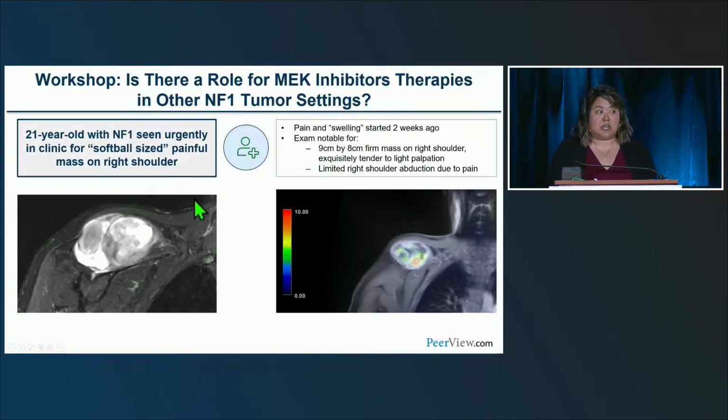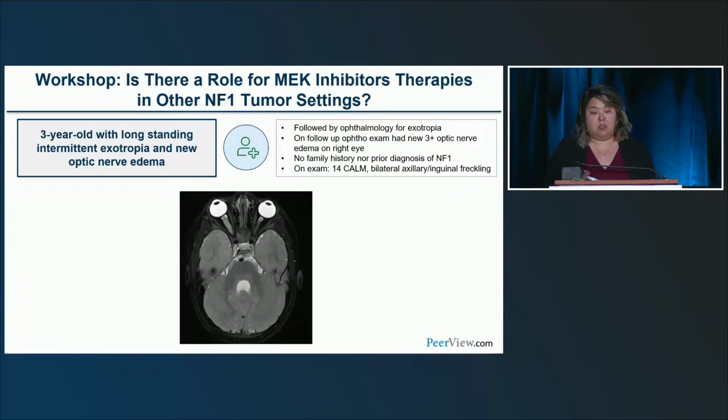So she urgently got an MRI, and you can see a large heterogeneous tumor within her right brachial plexus here, with subsequent PET imaging showing that this had very high avidity, making us very concerned about a malignant peripheral nerve sheath tumor for her. Let's also talk about one more case, too, where we're thinking about possible MEK inhibitor therapies.